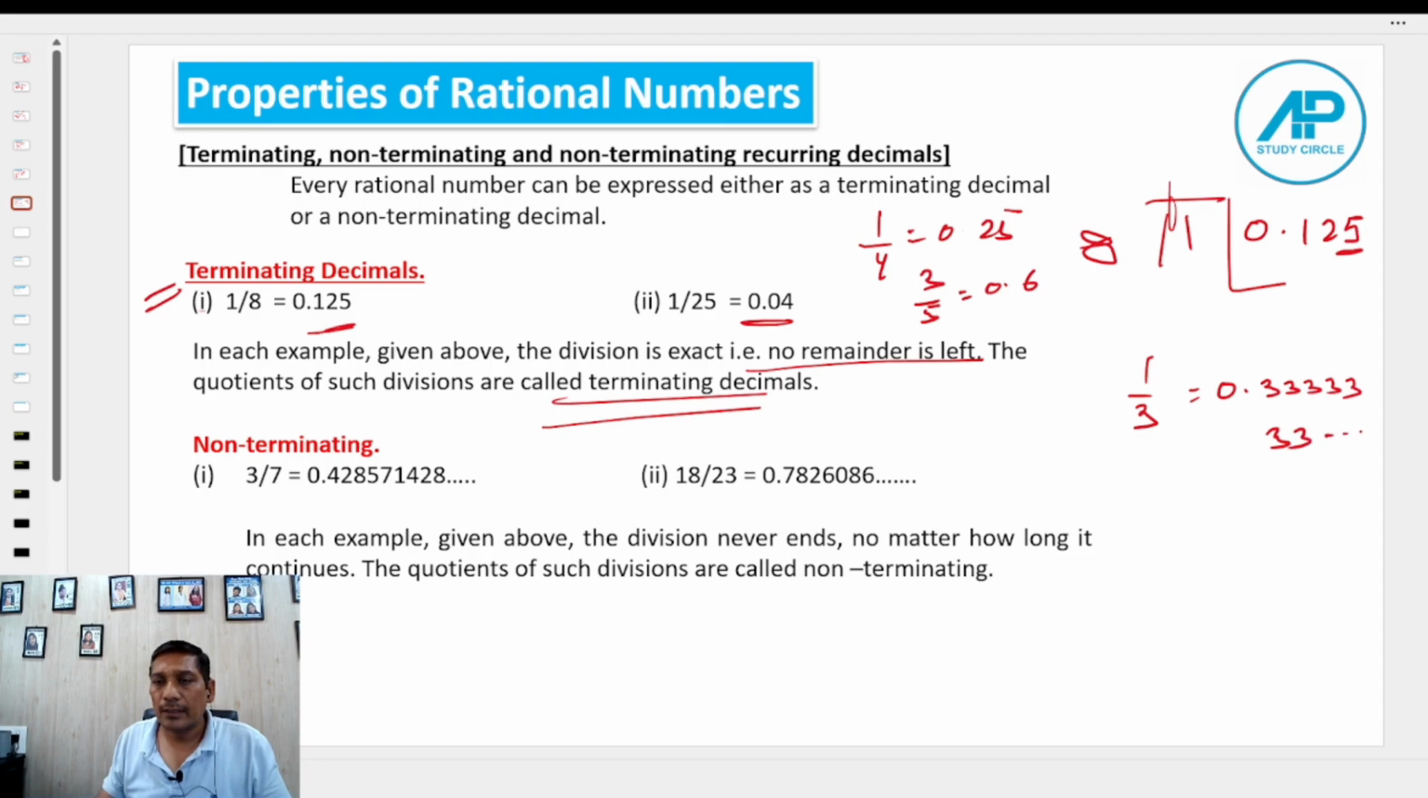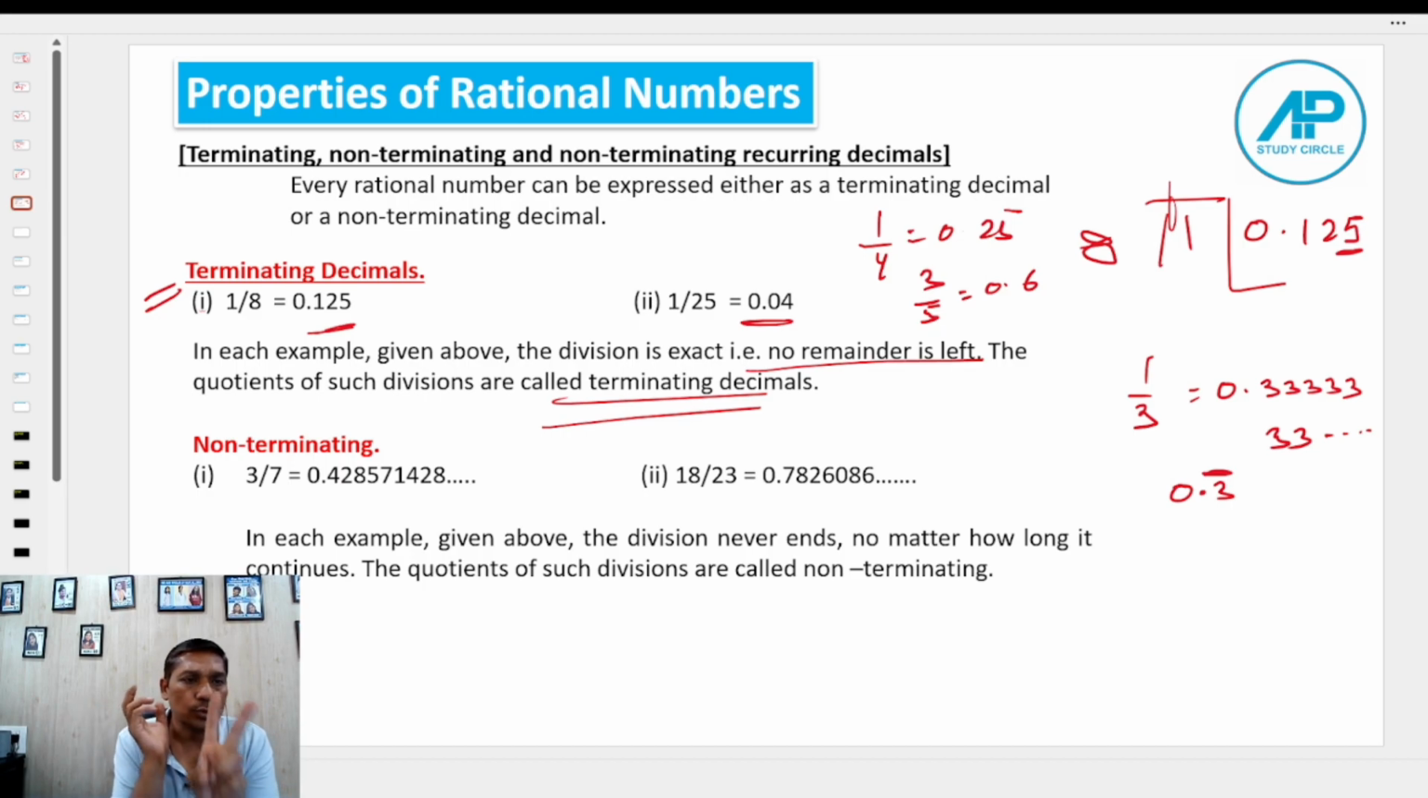0.33333. How many? I can write infinite threes after that. So it is 0.3 bar. This bar means only 3 is repeating itself. 0.3333. It is a non-terminating repeating decimal. I'll discuss later on what is non-terminating repeating and non-terminating non-reoccurring. I'll take it all in detail later on.